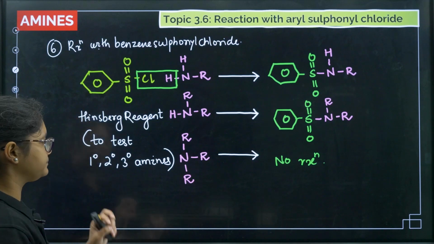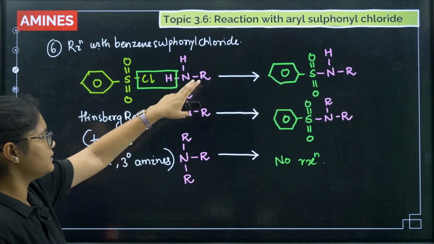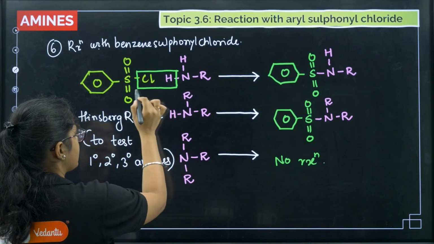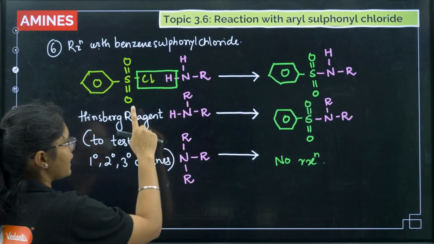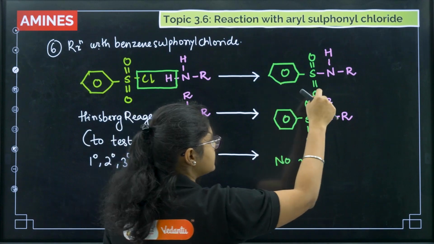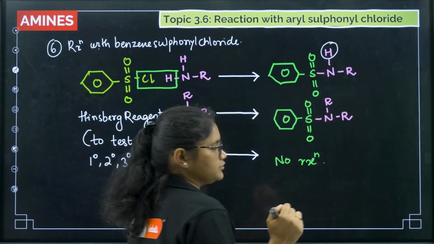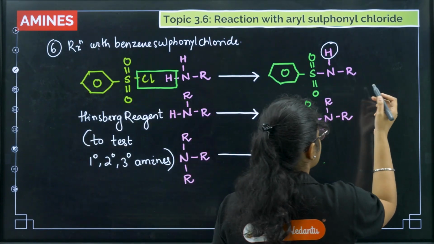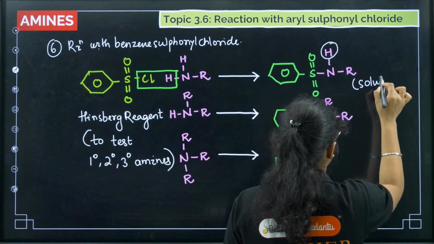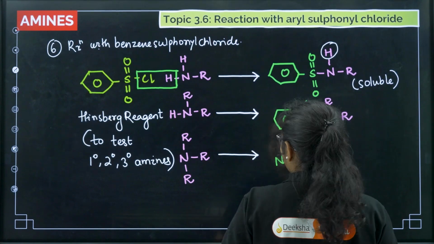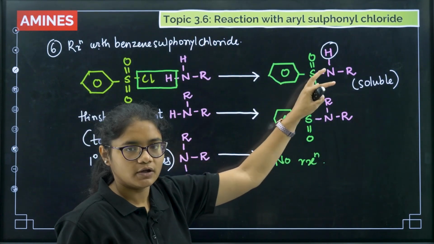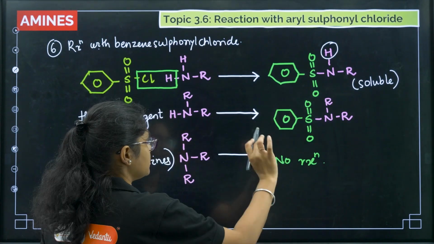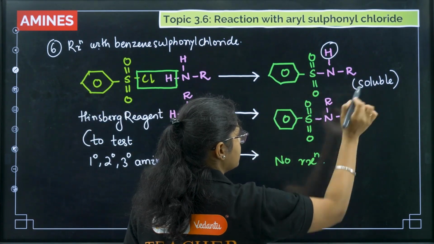Now I'll tell you how. See, this is a primary amine, so you can see only one H is replaced with R group. Now this one will react and HCl will be removed and you will get this product, right? Now this one is having an H attached to it, so this H is acidic in nature, so it can react with an alkali and it will be soluble in the alkali. Primary amines will create a compound which will be soluble in the alkali.